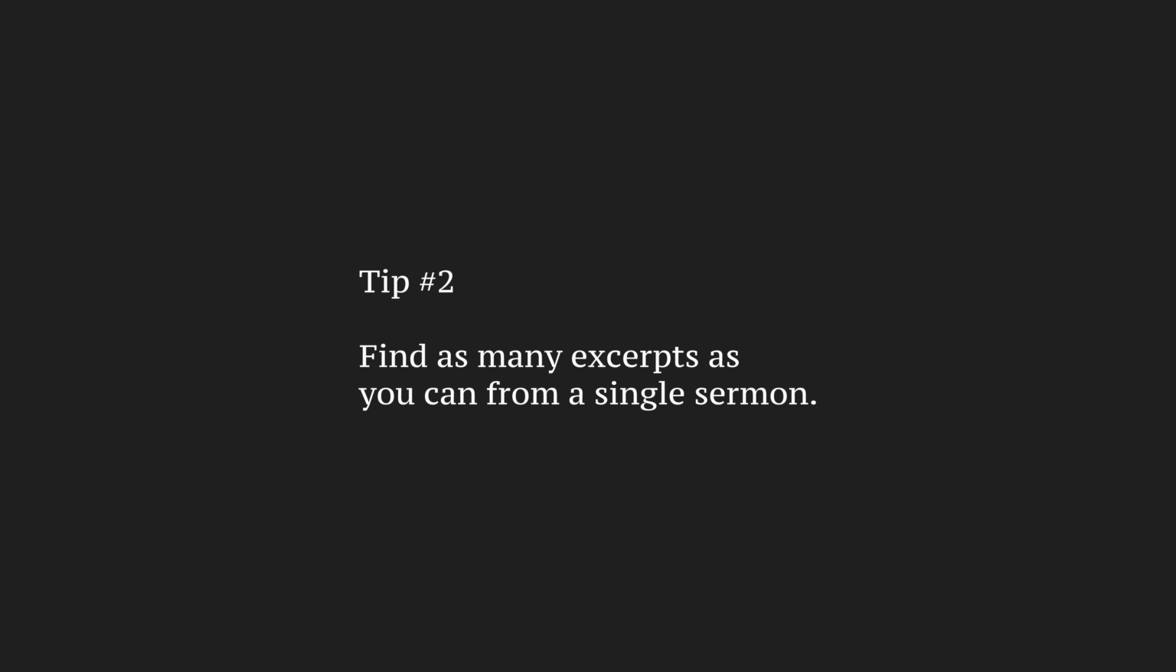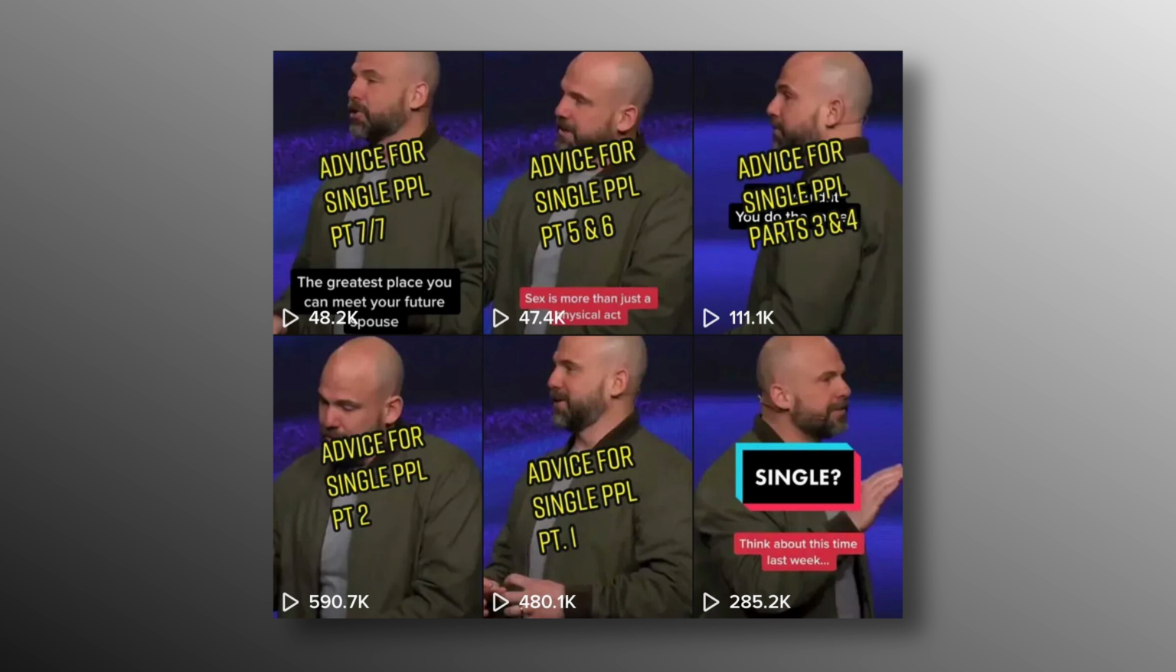Practical tip number 2 is to find as many excerpts as you can from a single sermon. For one church in this example, they made 6 short vertical videos in total, netting them more than 1.5 million views on TikTok alone and thousands of new followers. Because remember, short form video is usually going to be about 60 seconds in length, but a sermon might be 30 minutes, 40 minutes, or longer.